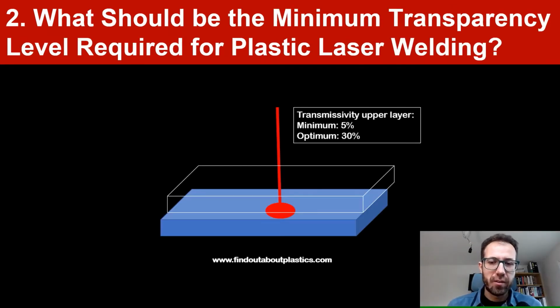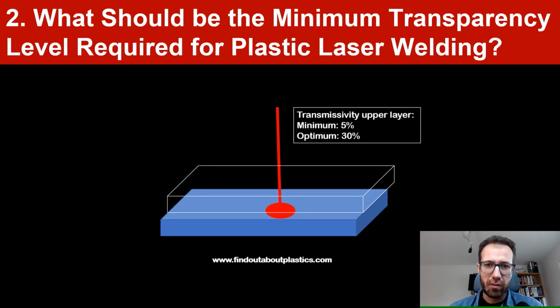Okay, so let us continue with the second question. What should be the minimum transparency level required for plastic laser welding? So in general, thermoplastics transmit a near infrared beam. So the upper plastics layer needs to have a transparency for wavelengths between 808 nanometers and 1064 nanometers roughly, and a minimum transmission rate of 5% is required. However, optimal would be 30% and greater.